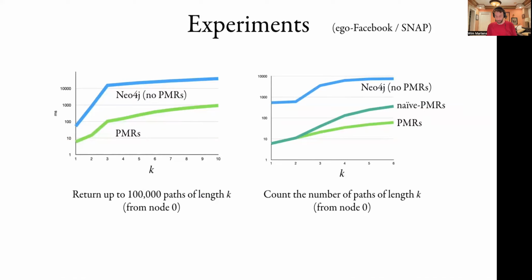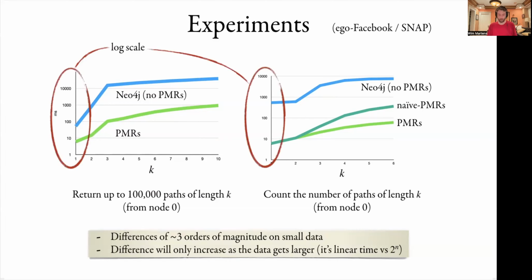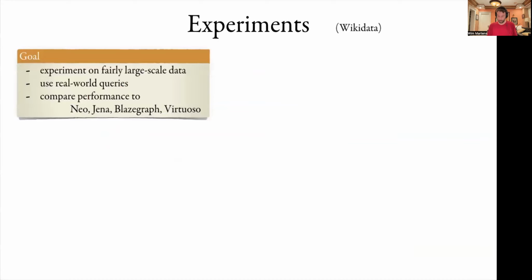Okay, in this second case here, we just wanted to count the number of paths of length k, and here the difference between just using path multiset representations and what you do in Neo4j, for example, was even bigger. So here we got, already for relatively short paths, differences of 3 orders of magnitude. And the difference will only increase if the data gets larger, because we have a linear time approach versus an exponential time approach that other systems have. Okay, so notice that this is a log scale.